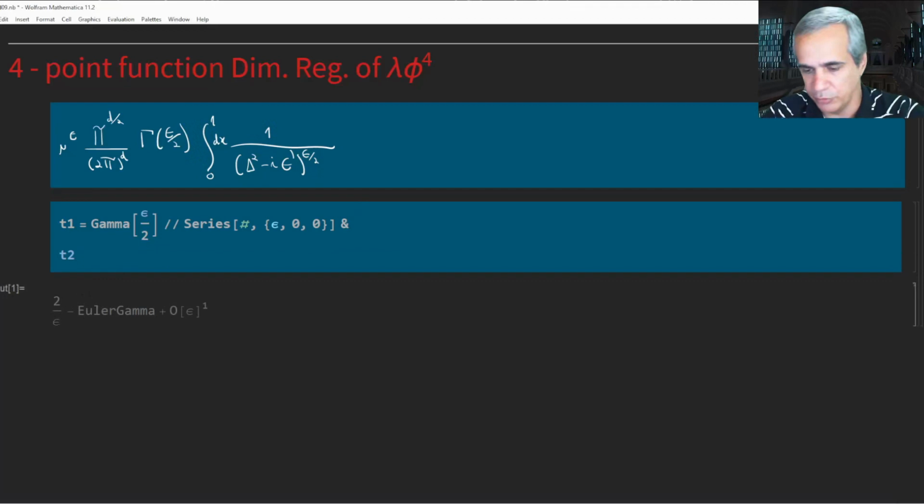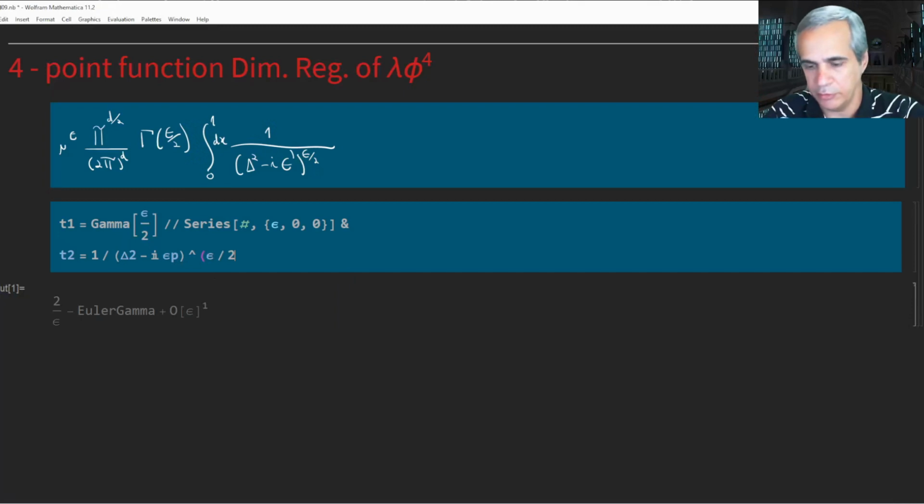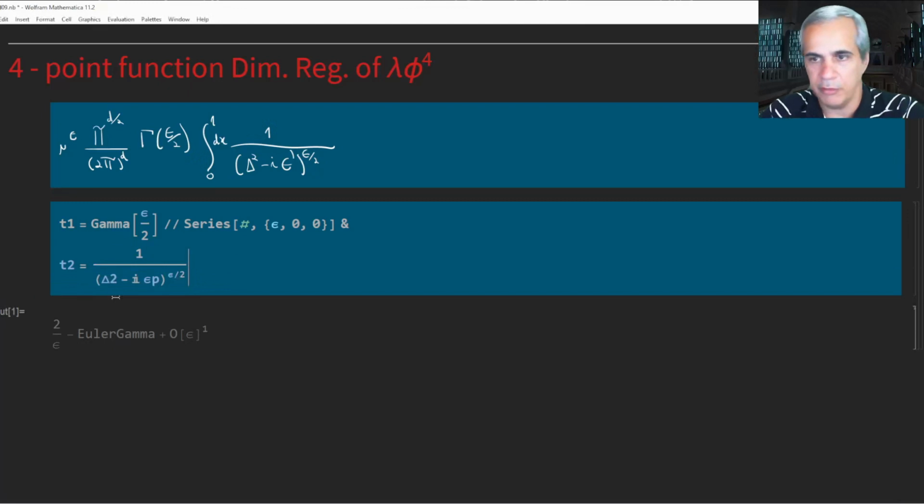So term 2, let's take the one inside the integral. So that's just 1 over delta 2, I'll just call it delta 2 like that, because I don't need to put it to square. That's the complex I. And I'll call epsilon prime, epsilon p, like that. And this is to the power of epsilon over 2. This is useful to see if I wrote everything correctly. So that's exactly that term over there, right?